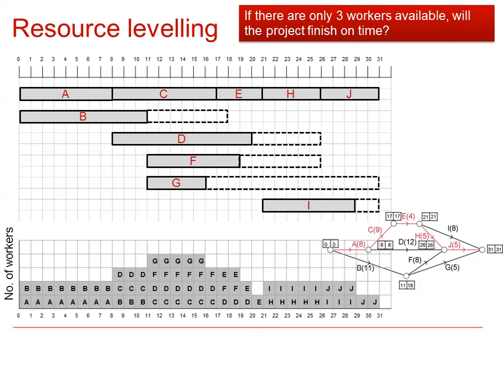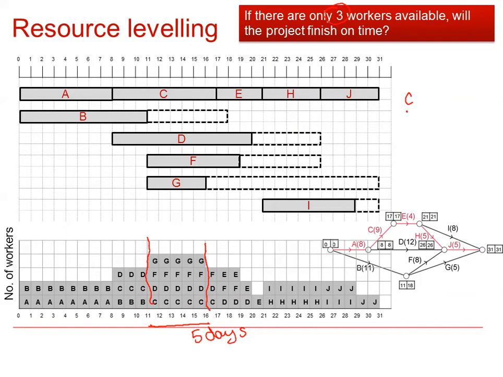Here's a resource histogram we drew in the previous video where each activity required only 1 worker. So the question is, if there are only 3 workers available, will the project finish on time? We can see that between days 11 and 16, there are actually 4 workers required. So we need to look at all the activities that are happening during these 5 days and decide which activity we can delay to enable the project to happen in the least amount of time.